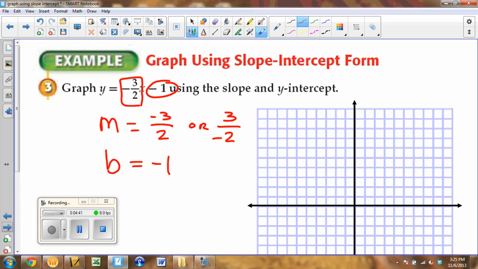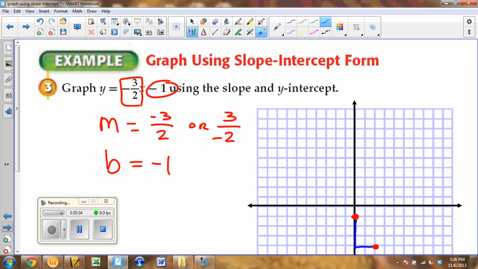So when I come over to my graph, I'm going to put a dot at -1, which is right down here. So it's going to cross my y-axis at -1. And then I'm going to do my slope. So I have a rise of -3. So I'm going to go down 3. 1, 2, 3. And then a run of +2 would be right there.